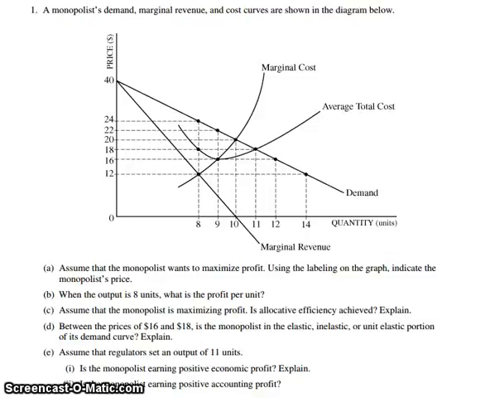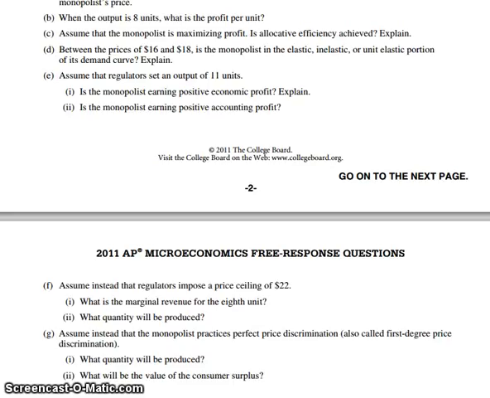Okay, are you ready for 2011 micro free response question number one? There is a part F and G which are not on the screen at the moment. So I'm going to pause this and then scroll down and show you those as well. So now here you can see the last two portions, F and G, of the first question. Okay, get ready and I will show you the solution, my solution.